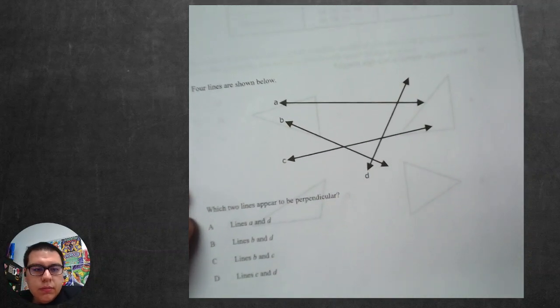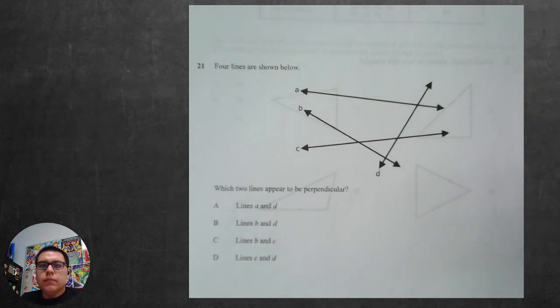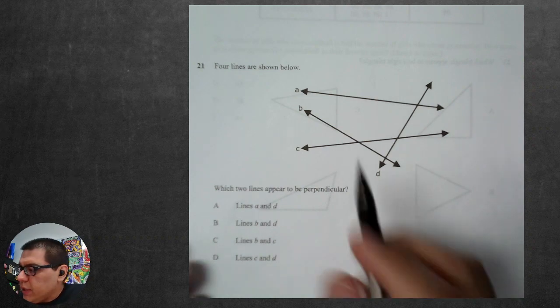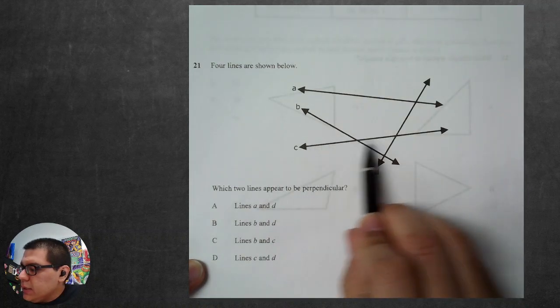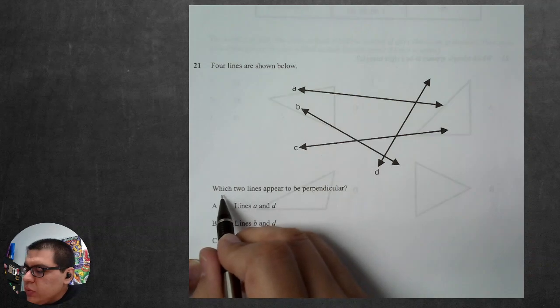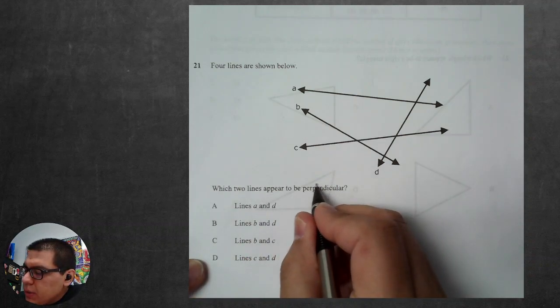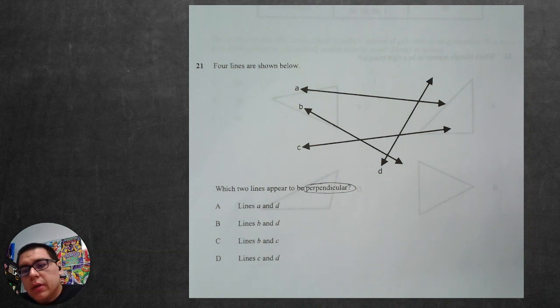Question 21. We've got a few questions left, and we're done with this. Question 21 says 4 lines are shown below. So you've got line A, line B, line C, and line D. And it says which 2 lines appear to be perpendicular. We talked about perpendicular lines the other day.